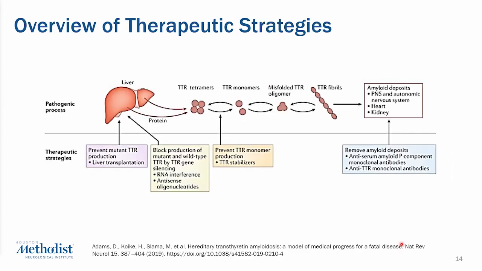Moving on to overview of therapeutic strategies. Many treatments have been developed in the last 3 decades, but more so in the last decade. Since the liver is the major producer of mutant TTR, the first of these treatments was liver transplantation to suppress the main source of the mutant TTR.